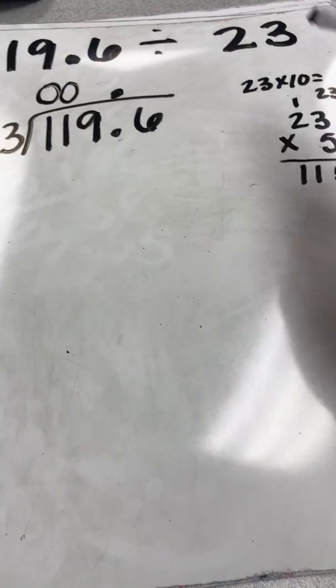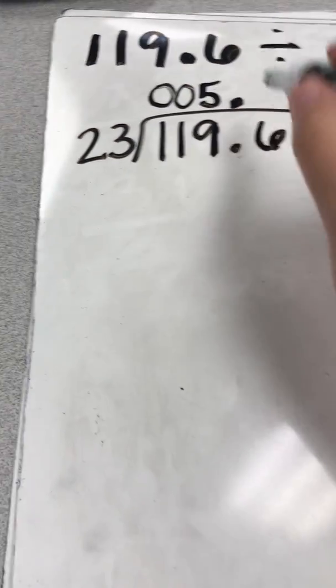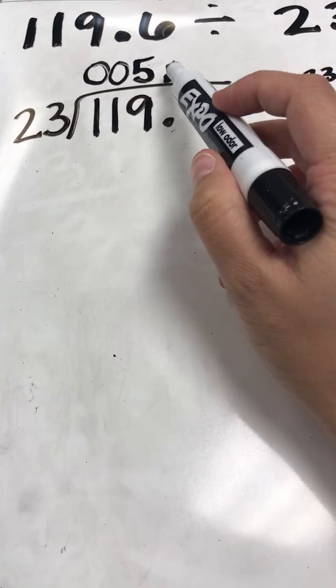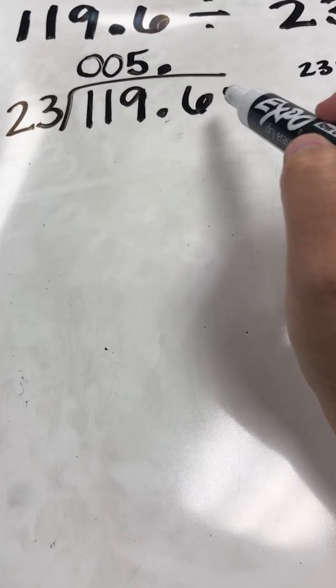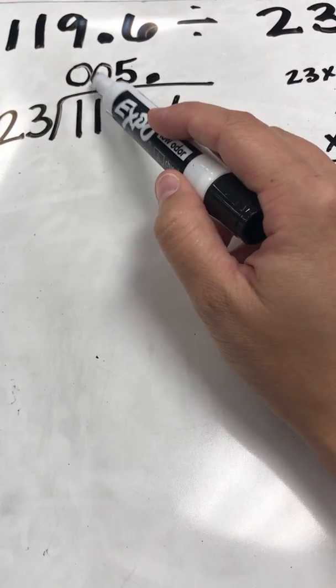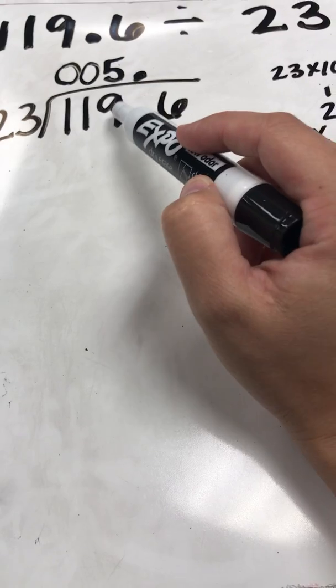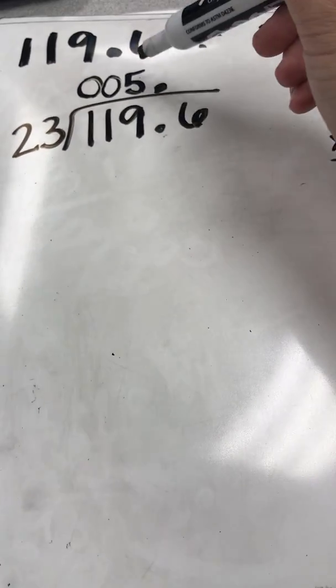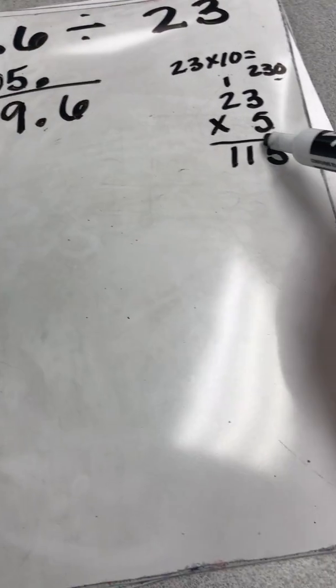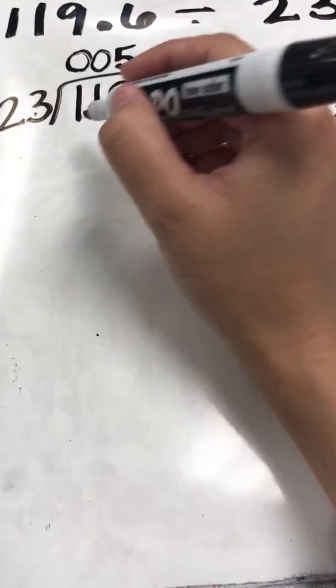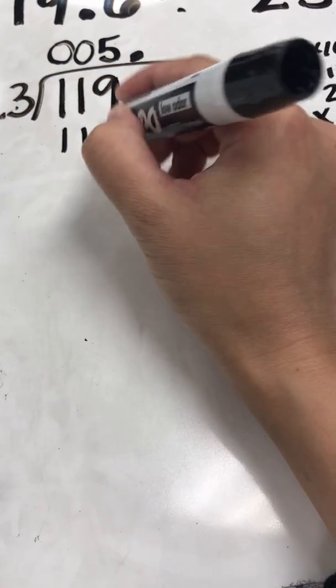So I'm going to put my 5 up top. Notice it's going right on top of that 9. It's important that the decimal ends up in the right place in our answer. So by putting 2 zeros there, I know my 5 is in the right place on top of the 9. I know 5 times 23, we found out, gave us 115. So that's going to go underneath.